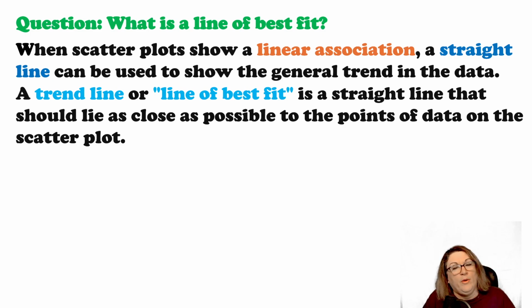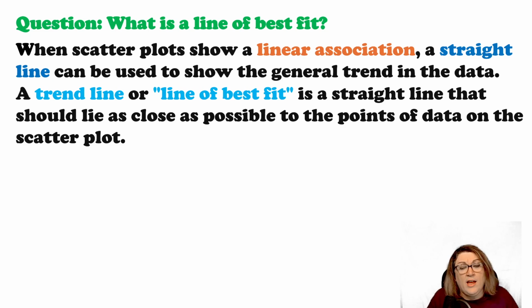Is it generally going up from left to right? Is it generally going down from left to right? We call that a positive association if it's going up from left to right, and a negative association when it's going down from left to right. If you haven't watched the scatter plots associations video, you should watch that one before you watch this one. That might help you understand it a little better.